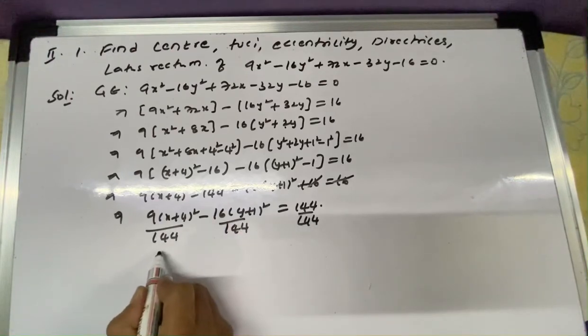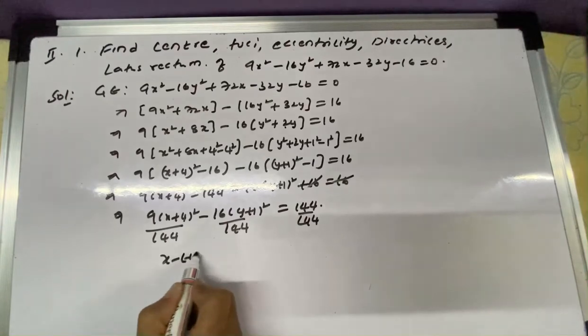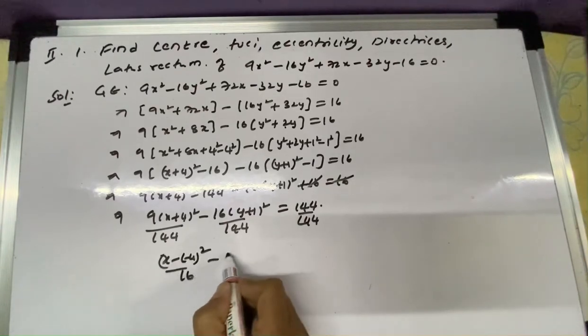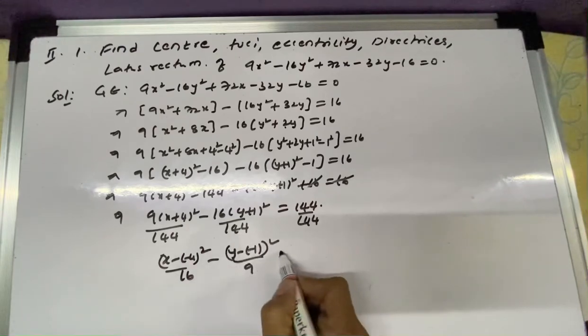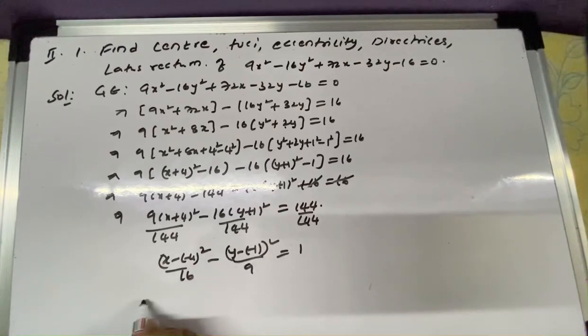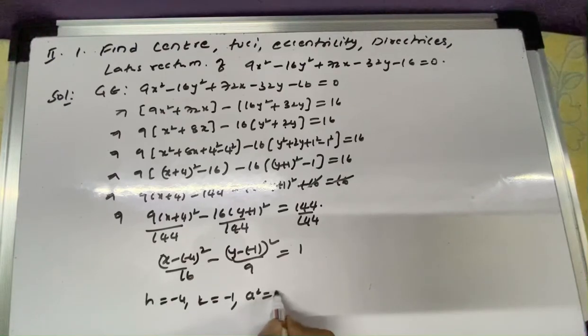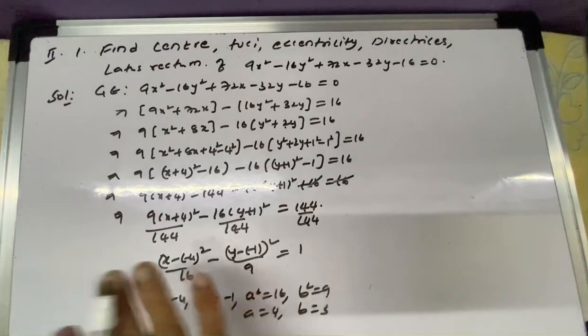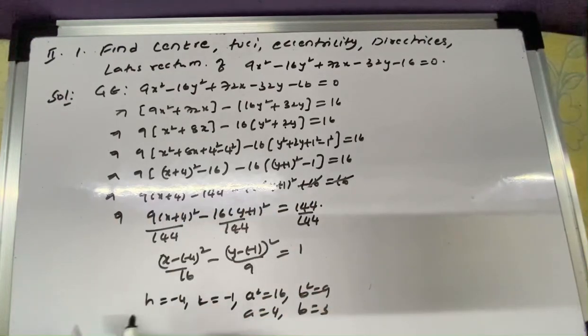So this will be 9 16 times, 16 9 times equals to 1. So we got h is minus 4, k is minus 1, a square is 16, b square is 9, a is 4, b is 3. Same formula which we have used in the previous one. Find eccentricity, then use all the formulas from the list.